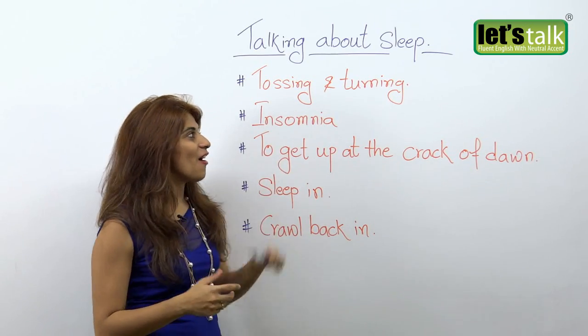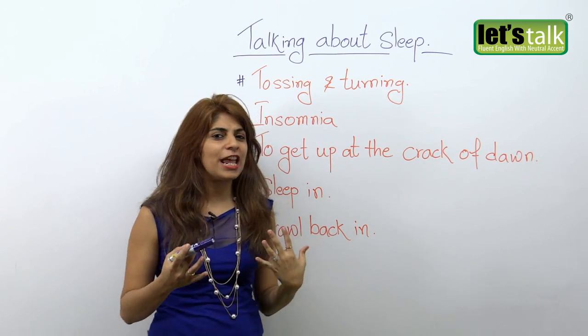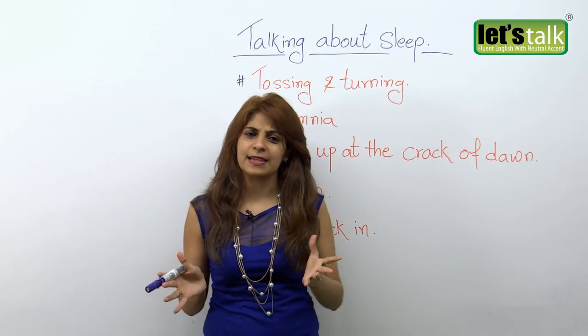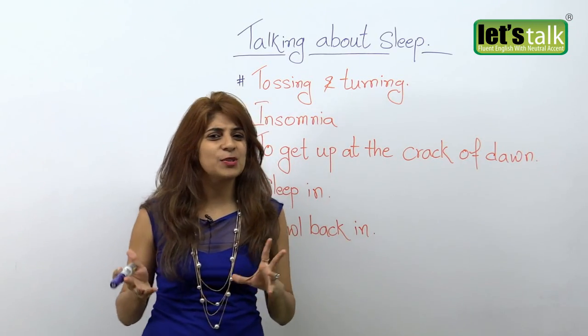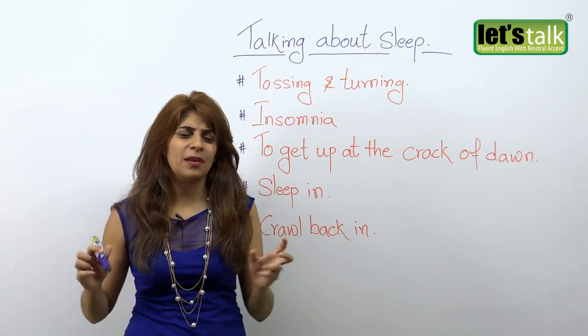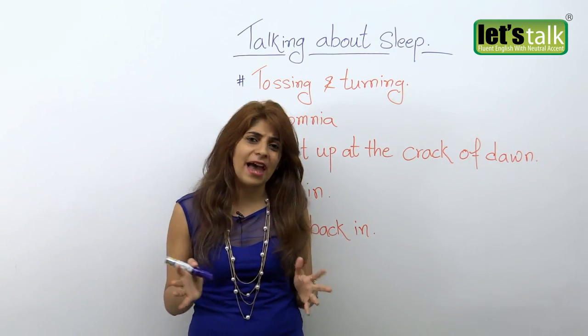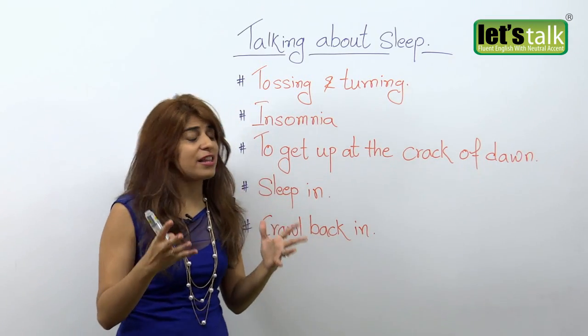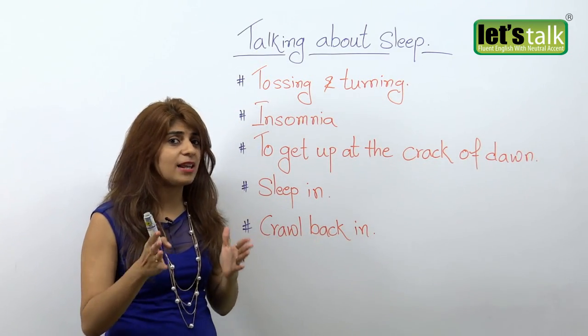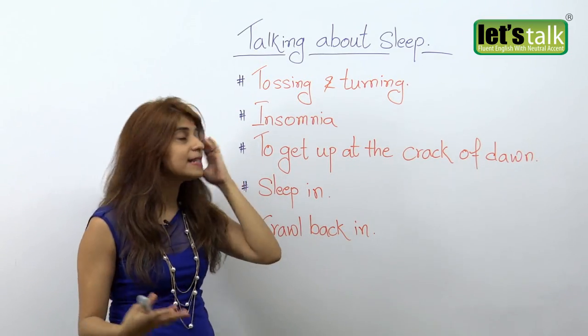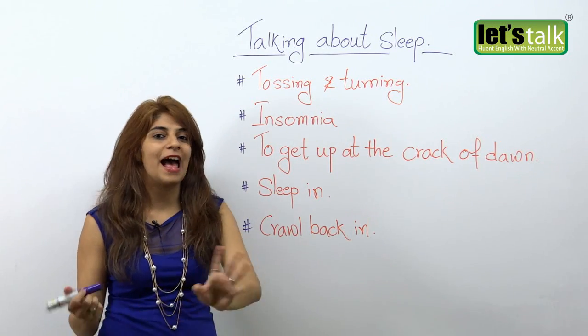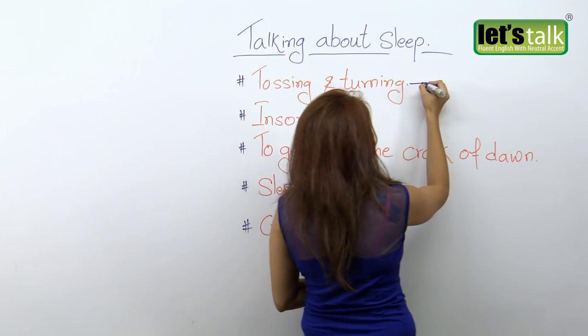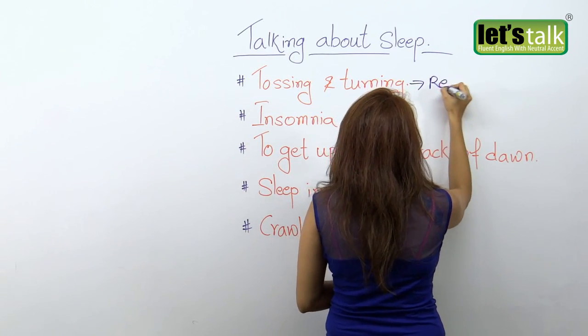Now, tossing and turning. Now, tossing and turning is when you are extremely restless. You know, there are these nights when you are just not able to sleep, like you keep moving around in the bed and you cannot sleep peacefully. That is when you are very restless. So that's when you toss and turn. So tossing and turning means being restless.